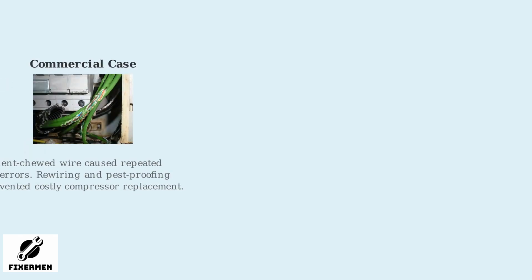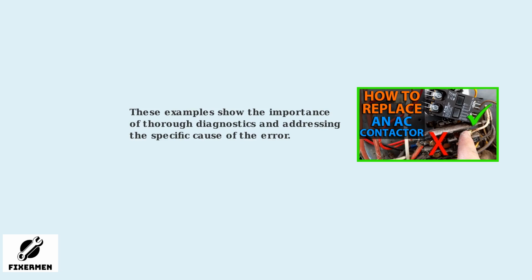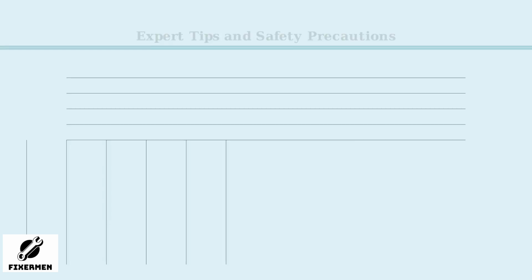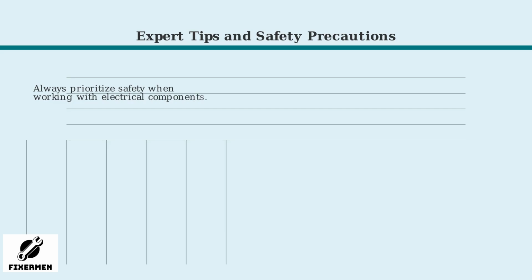In a commercial scenario, a rodent-chewed wire was causing repeated E5 errors. By rewiring the damaged section and adding pest-proofing measures, technicians avoided the need for a costly compressor replacement. These examples highlight the critical importance of thorough diagnostics and addressing the root cause of E5 errors, rather than just resetting the system. When dealing with Lennox Error Code E5, expert tips emphasize safety above all else.